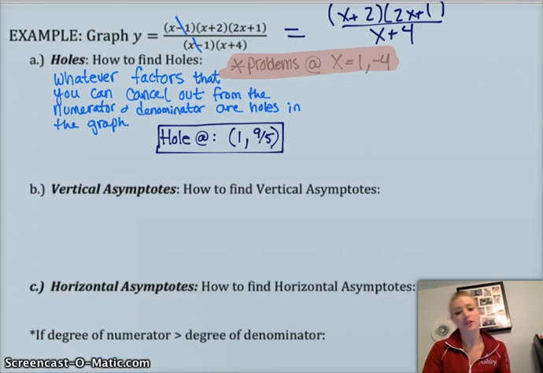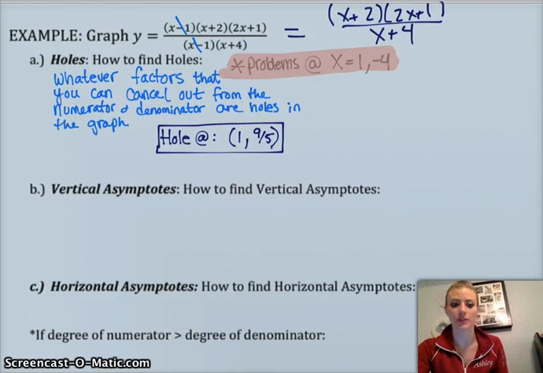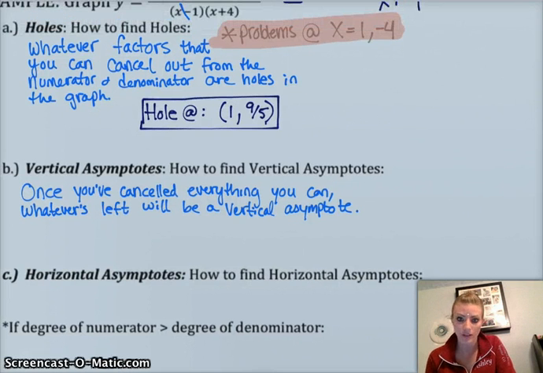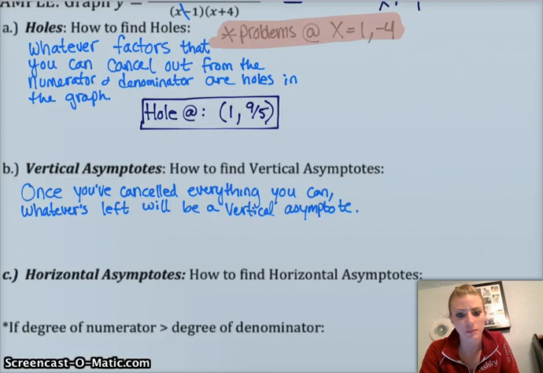So basically, after you cancel everything out, whatever's left in the denominator becomes a vertical asymptote. So in this case, x equals -4 is your vertical asymptote.